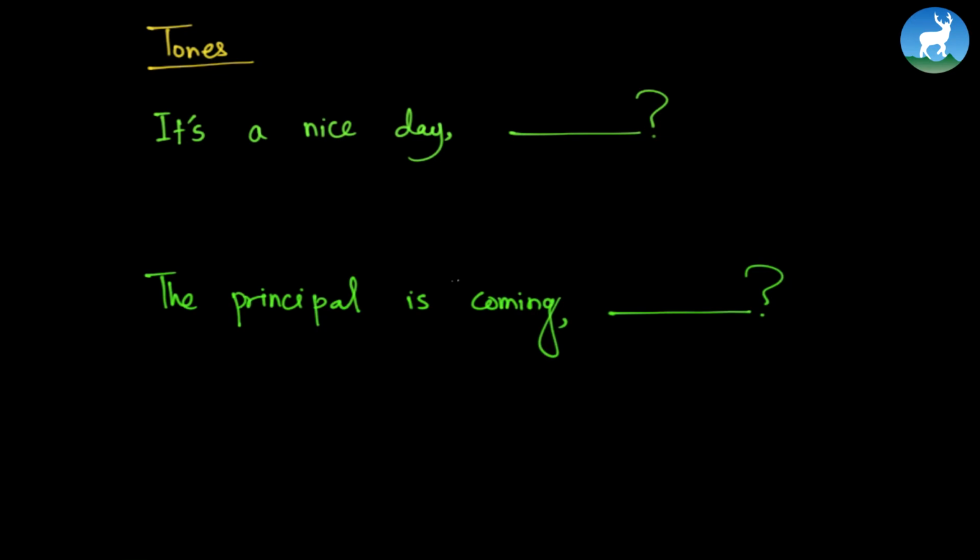Now let us learn about the tones. The first is rising and another is falling. So we have got two sentences. The first one is it's a nice day and the second one is the principal is coming. Let's go to the first one. It's a nice day. What would be the question tag? Isn't it? Correct. The principal is coming. Isn't he?